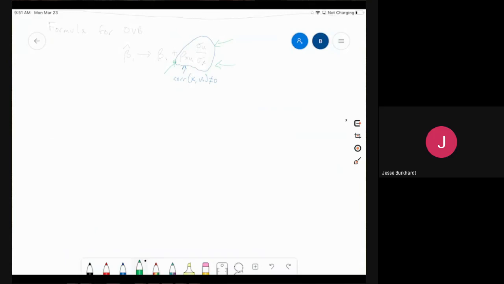Okay, so there are 3 ways to overcome omitted variable bias. We know it's a problem. We have to do something about it. The first is something we've talked about before.